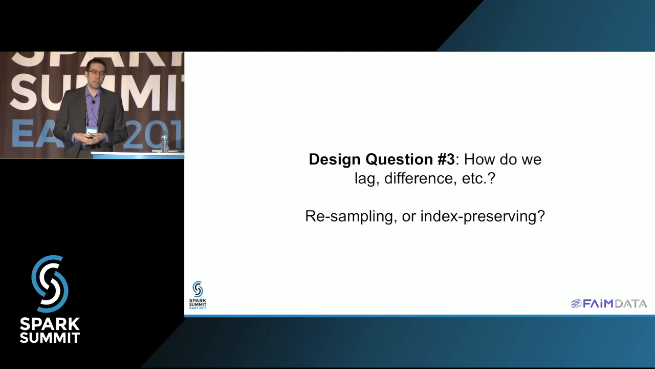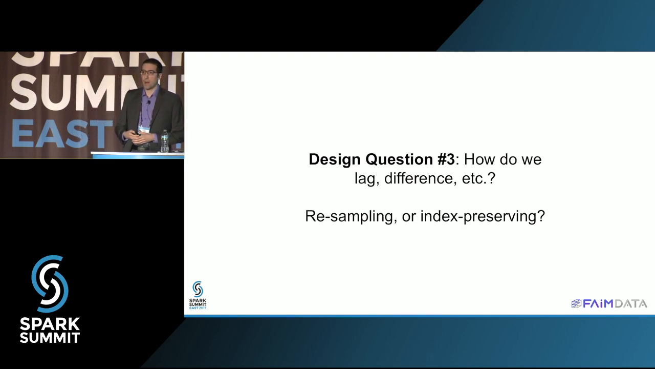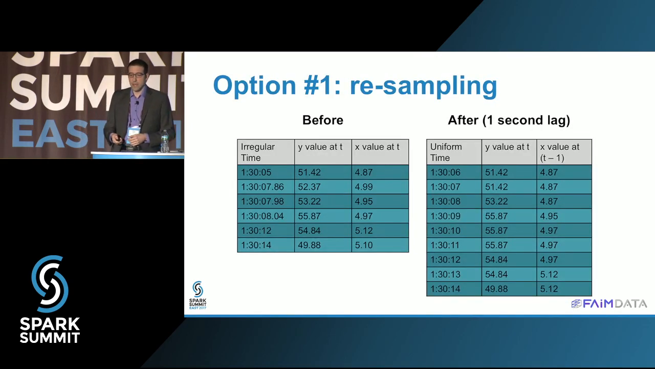Okay, the last design question, and then I'm going to go over the API and show some code examples. So this design question is, how do we apply differencing and lagging operations on our time series? Do we resample the data? Do we preserve the index? And this is what it looks like.